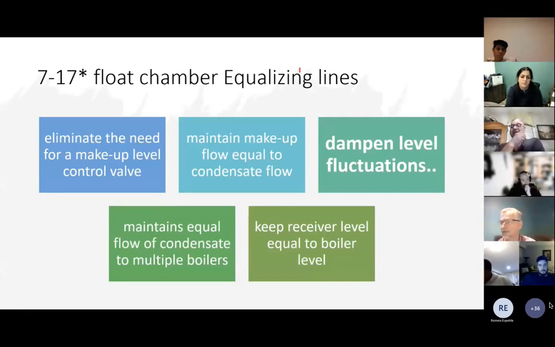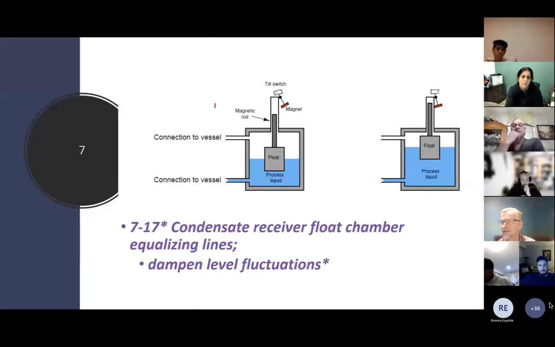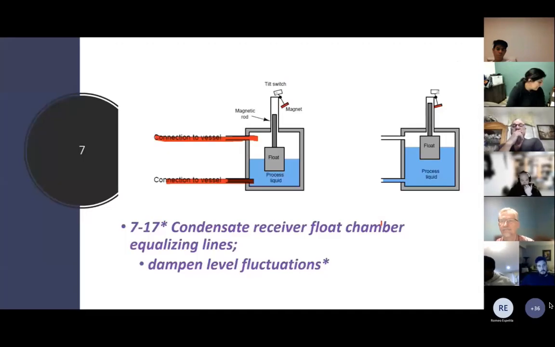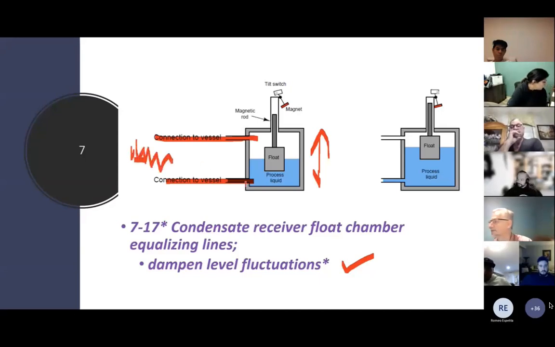Float chamber equalizing lines. So they look like this. They're connected above the level and connected below the level. They dampen the level fluctuations. Okay. Got that one. So our float can move up and down smoothly. Okay. If the float is inside the tank, it's going to be less than smooth.